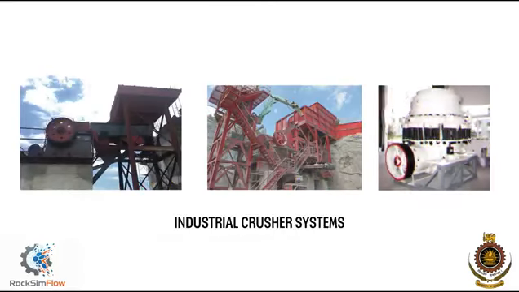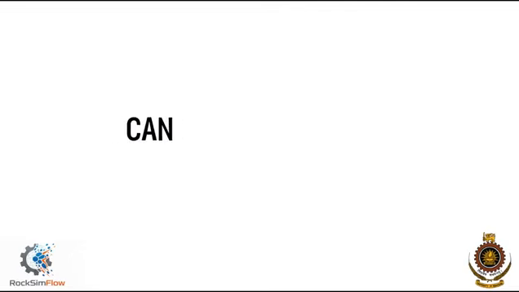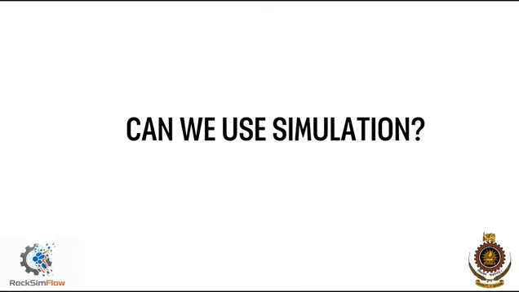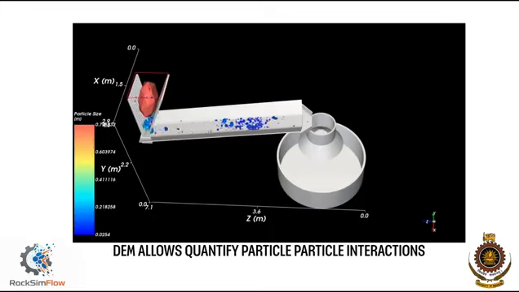Crushers are essential in aggregate and mining industries, yet traditional methods of performance analysis rely heavily on physical testing, which is both costly and time-consuming. This led us to ask, can we use simulation to predict and optimize crusher performance before building physically on the site? That's where the discrete element method comes in. It allows us to visualize and quantify the interaction between thousands of particles, revealing detailed behavior within the crusher chamber.